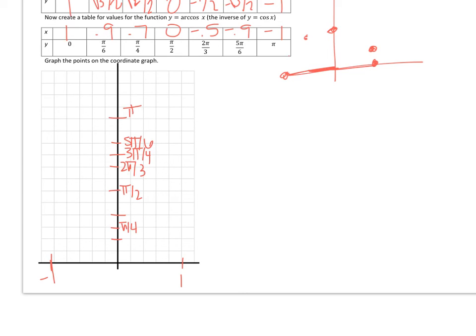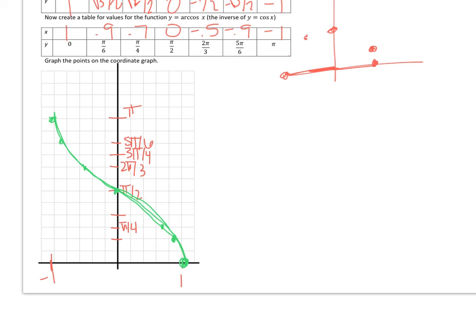So now to graph this, I've got to be at 1, 0, 0.9 pi over 6, 0.7 pi over 4, 0 pi over 2, negative 0.5, 2 pi over 3, negative 0.9, 5 pi over 6, and negative 1 is at pi. So we've rotated the inverse chunk of cosine.